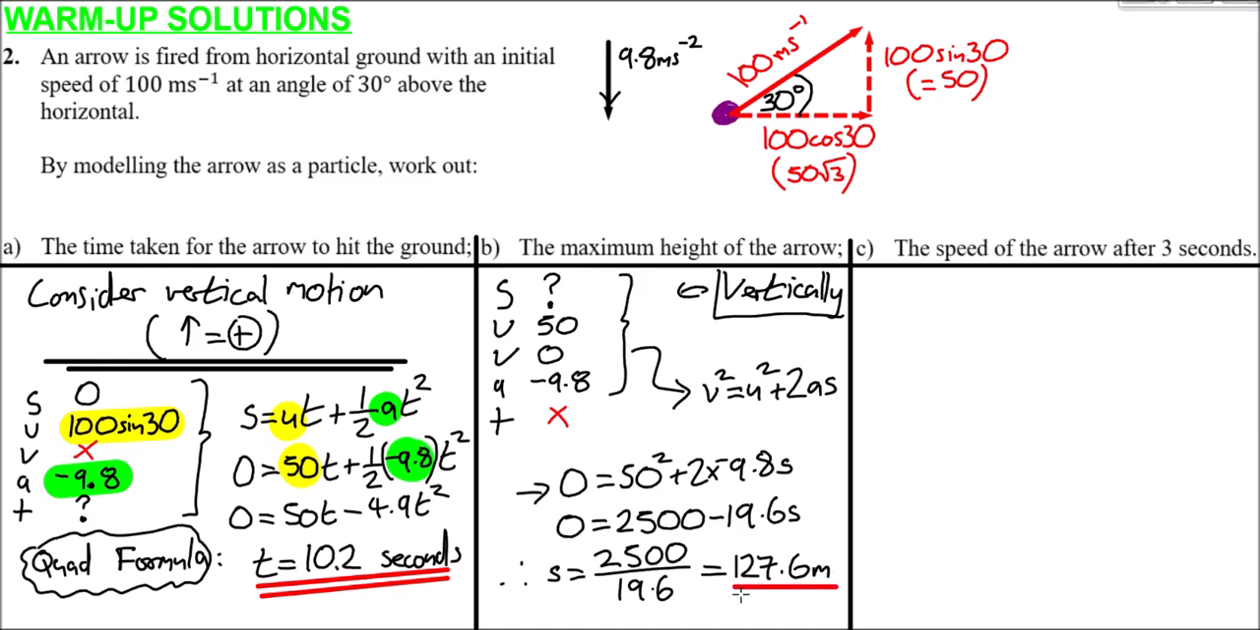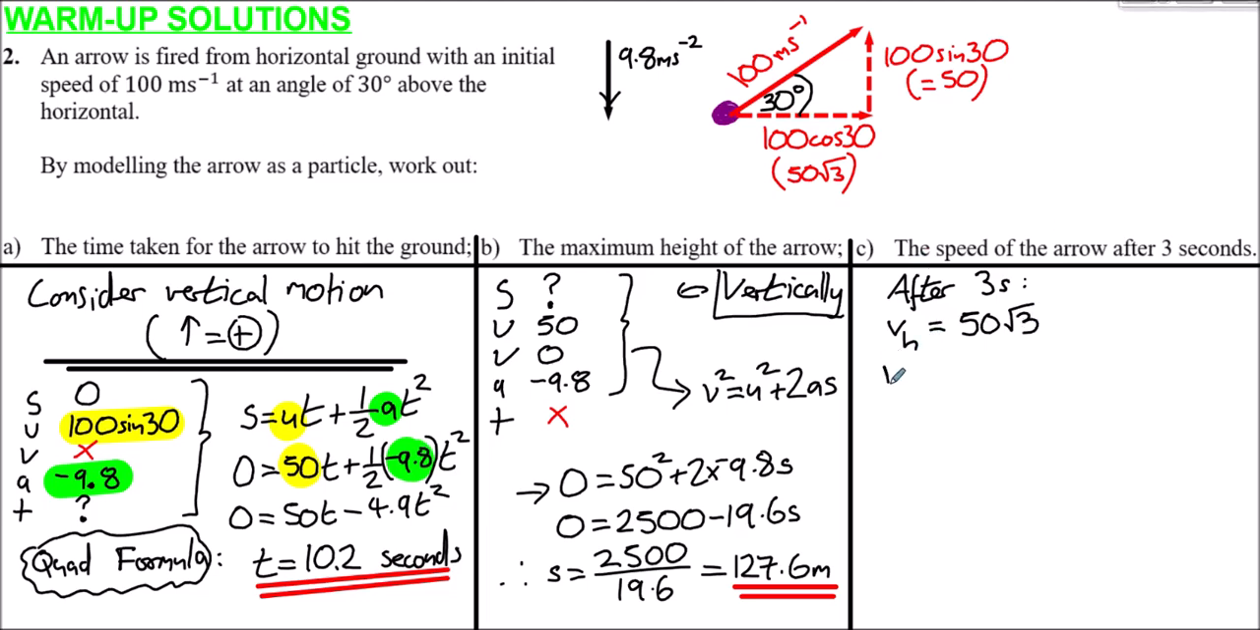And the last part to this question, we're asked to find the speed of the arrow after 3 seconds. So let's just think about this in terms of the actual particle. So after 3 seconds, the vertical component of motion is what we really need to find, but horizontal velocity is going to be kept the same because we're not including any air resistance in our model. So the particle is not going to accelerate in the horizontal direction. So VH, the horizontal component, would still be 50 root 3.